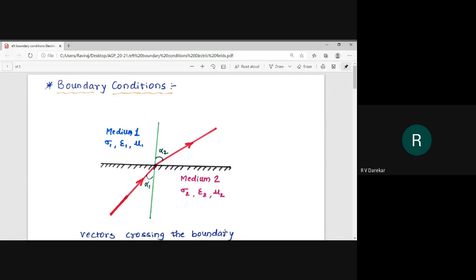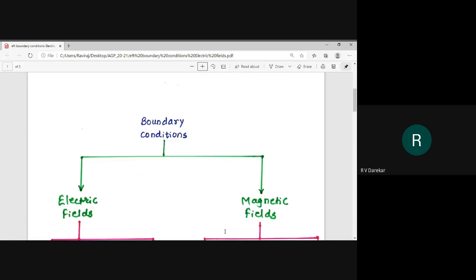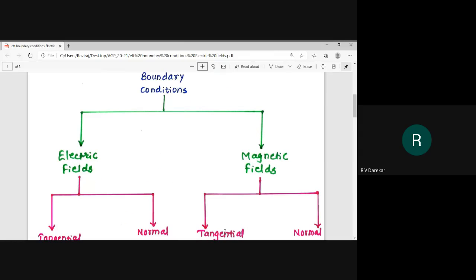a region from one medium into another medium, there are changes in the properties or behavior of waves. For medium 1, we can see that the parameters are sigma 1, epsilon 1, mu 1. In a similar way, for medium 2, the parameters will be sigma 2, epsilon 2, mu 2 and so on. Whenever an electromagnetic wave is crossing a boundary, in the last lecture we had seen that boundary conditions can be split or divided into 4 different segments.